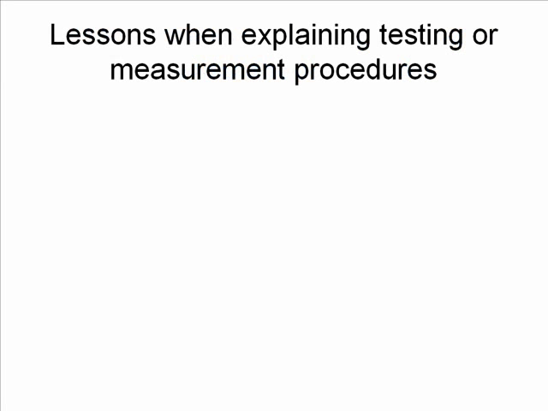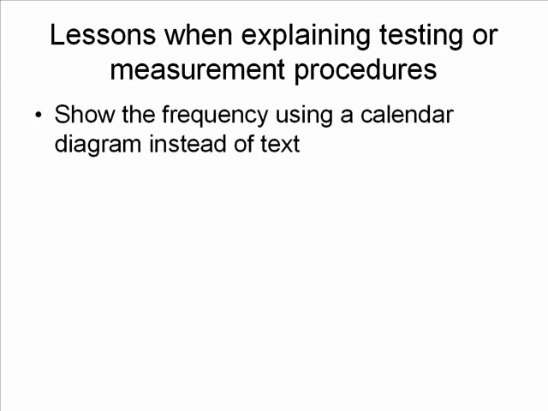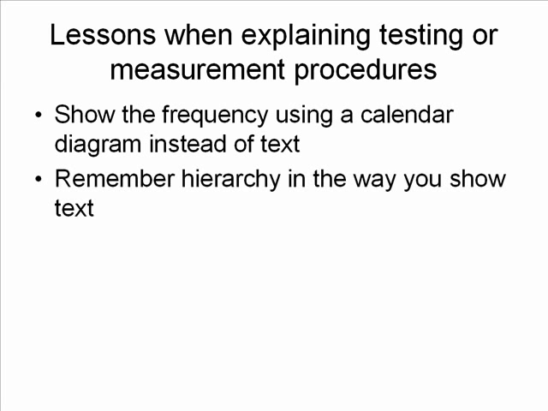So what are some of the lessons we can learn when we have to explain testing or measurement procedures? First of all, when you're talking about frequency, how often you do this testing, use a calendar diagram instead of simply text. Now in this case, we were talking about over an entire year, so I used a very simple calendar from January to December. If you're doing it in a shorter time frame, you might use a monthly calendar to show the days, or a weekly calendar if you test every single week. But use a calendar diagram instead of just simply listing the text.